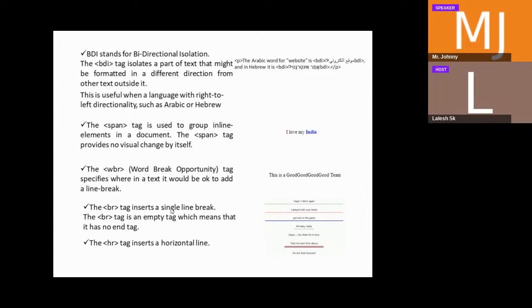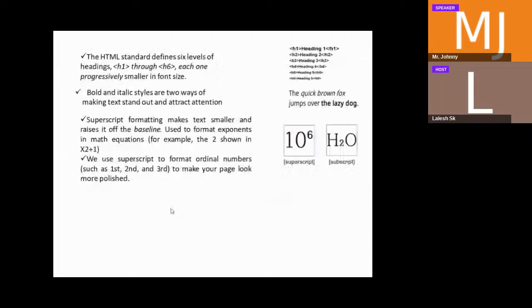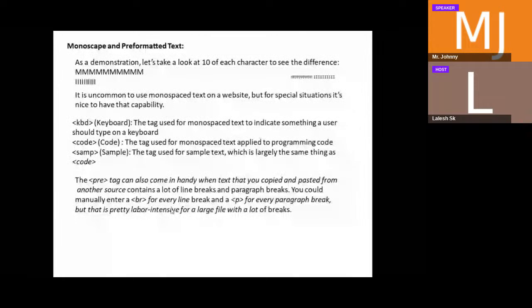Next one is break. These tags would not be used, so I want to tell this, like break and HR. Next one is H1 to H6. H1 has a larger heading size when compared to H6. Next one is bold and italic, what we have done. Next one is subscript and superscript. Next one is monospace and pre-formatted. Pre-formatted in the sense PRE, whereas monospace, we have learned about the width of these letters, like letter M and letter I.